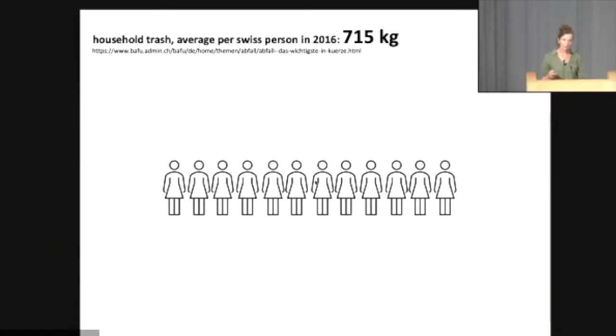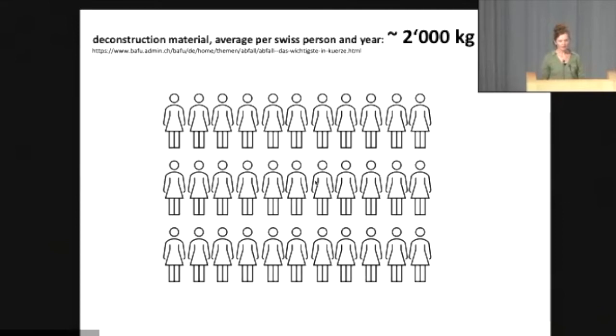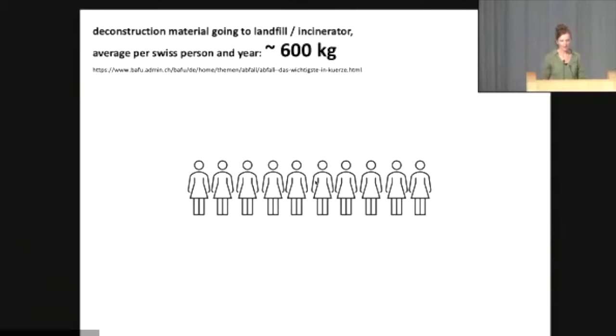But something that's more hidden is the amount of deconstruction material that we have in Switzerland per person and year. It's about 2,000 kilograms yearly per person of deconstruction material. That's about three times the amount of household trash, but not so many people know about this. A lot of this goes into recycling, luckily, but there's still a lot of pure mass that just goes into the landfill or the incinerator. So 10 times my weight yearly per person goes to waste.